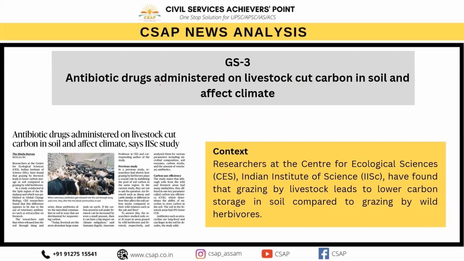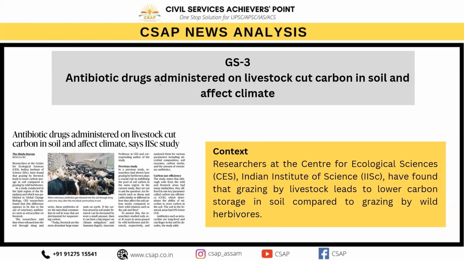Antibiotic drugs administered on livestock cut carbon in soil and affect climate. So what is this all about? In a study conducted in the Spiti region of the Himalayas by researchers of the Centre for Ecological Sciences, Indian Institute of Science, it was found that grazing by livestock leads to lower carbon storage in soil compared to grazing by wild herbivores.